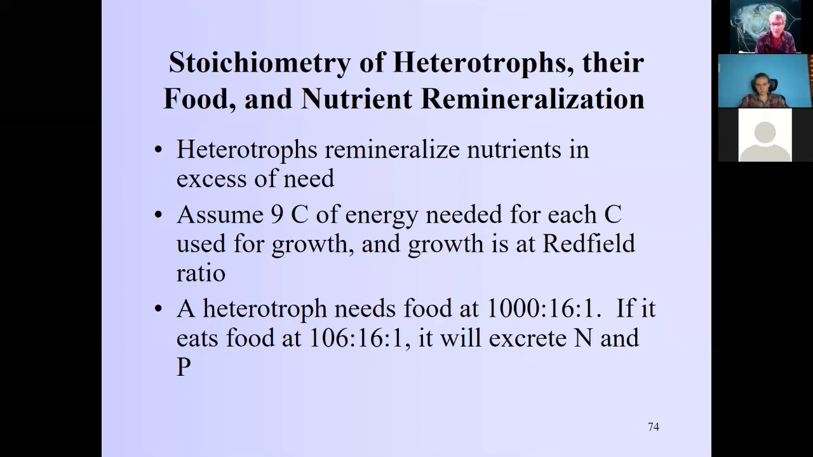So if it eats food lower in carbon, if this is 500 or 300 or 100, it's going to be having to eat the food to get the carbon, not the nitrogen or the phosphorus. So it's going to excrete nitrogen and phosphorus. So you can figure out what an organism is going to be excreting based on what kind of food it's eating and what the growth requirements of its body are.